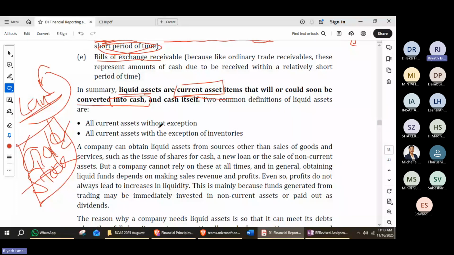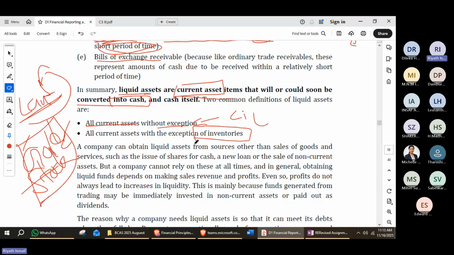Sometimes people refer to all current assets, without exception, as liquid assets. Sometimes inventories cannot be sold quickly. To convert some inventories into cash, you have to make a discount offer: a discount sale, year-end sale, clearance sale. Only then can you convert those inventories quickly into cash. Other than that, it's very hard.